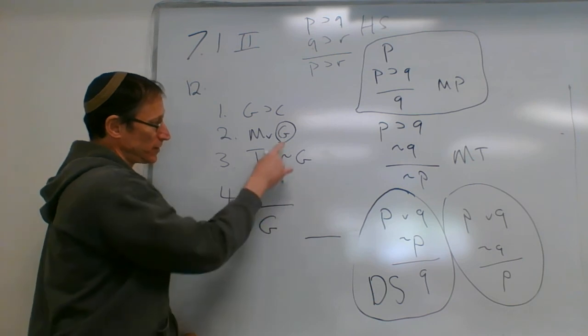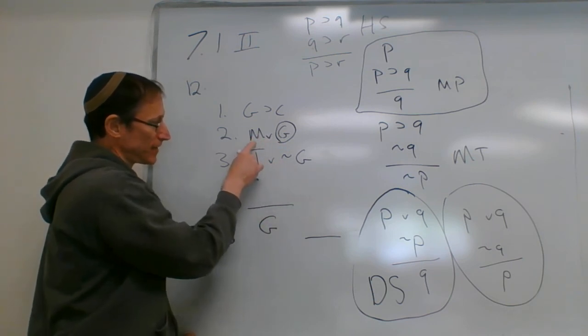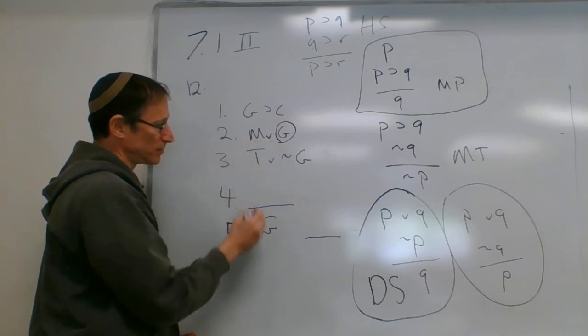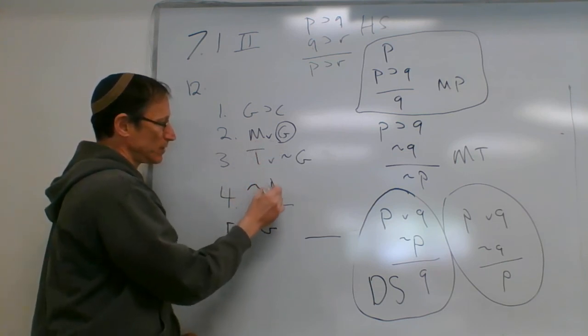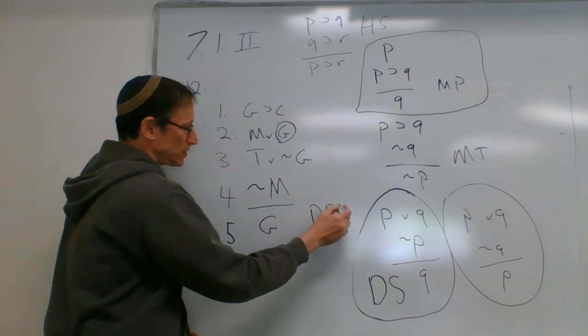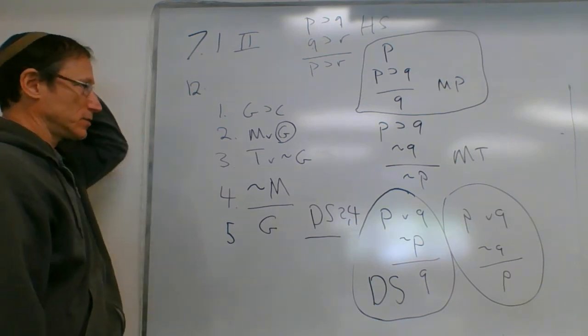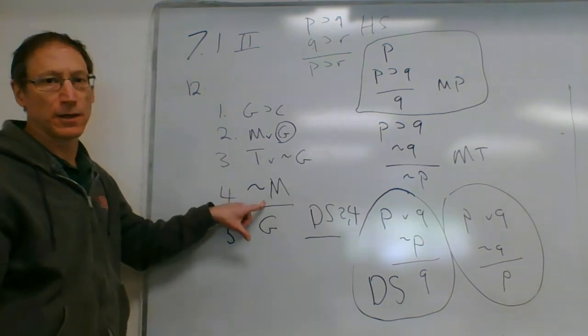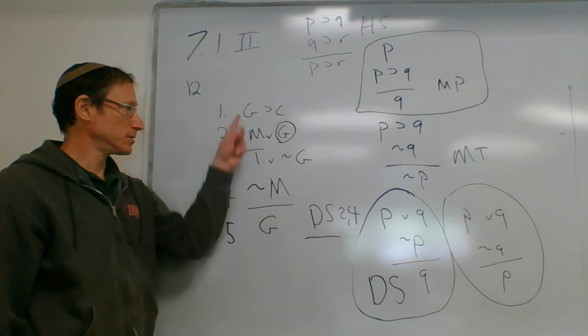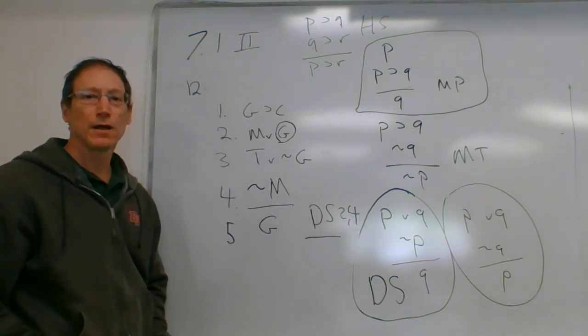So G is sitting over here. This is a wedge. If I have the negation of M, then I could get that by disjunctive syllogism. So the correct answer is going to be not M, using disjunctive syllogism on 2 and 4. Okay, that's the correct answer to number 12. Not M, using disjunctive syllogism on 2 and 4, I would be able to get G.